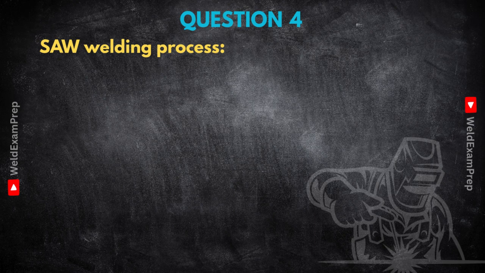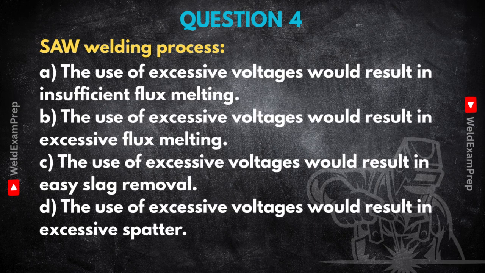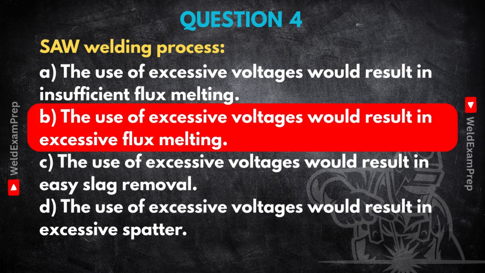A, the use of excessive voltages would result in insufficient flux melting. B, the use of excessive voltages would result in excessive flux melting. C, the use of excessive voltages would result in easy slag removal. D, the use of excessive voltages would result in excessive spatter. Right. Thinking about SAW parameters, the correct answer here is B. Excessive voltage leads to excessive flux melting.